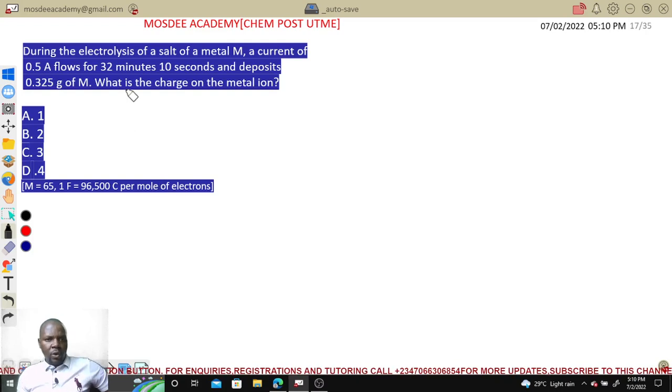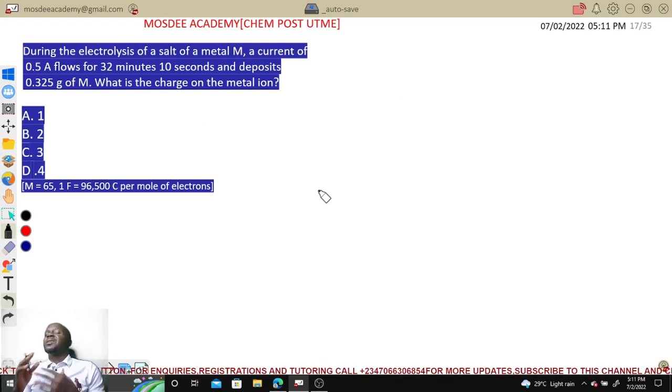Now, 17 says, during electrolysis of a salt of metal M, a current of 0.5 ampere flows for 32 minutes 10 seconds and deposits 0.325 grams of the metal. What is the charge on the metal? The concept of electrolysis is also tested here, I guess. And to solve this one, I think it's a formula-based question. When you have a formula-based question, you don't need to waste your time. Apply the formula if you know it.